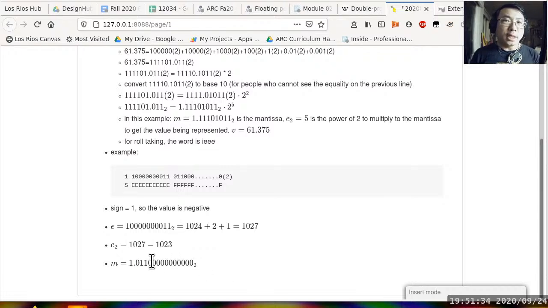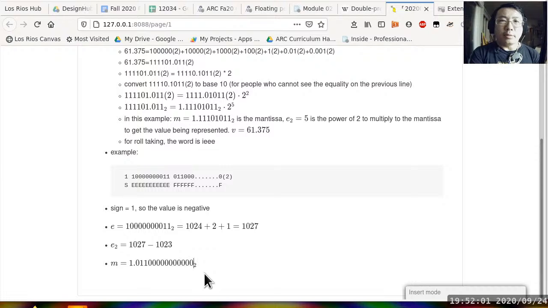So are we doing okay so far with what the sign is doing? What E is, okay? E really is just the unsigned interpretation of these bits. And what E2 is, which is the value of E minus the bias, which is 1023. And M is basically 1 point, and then we just copy all the bits of the fractional part of the mantissa after the binary point, and that would be our mantissa.